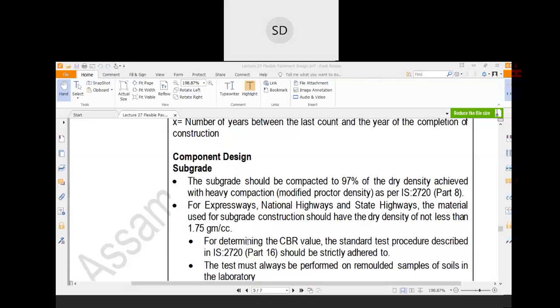Now, for expressway, national highway and state highway, the material used for the subgrade should have a dry density not less than 1.75 gram per cc. So after the compaction and after each and every step, you have to collect the material from separate portions and find out the dry density of that material, and that dry density should not be less than 1.75 gram per cc.